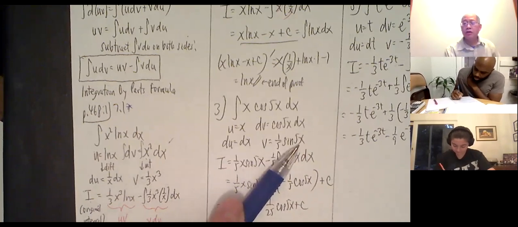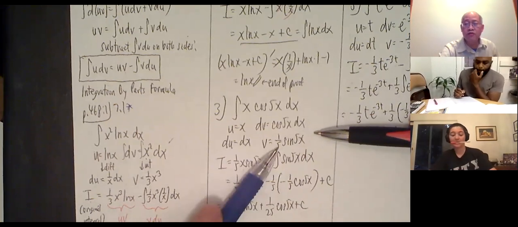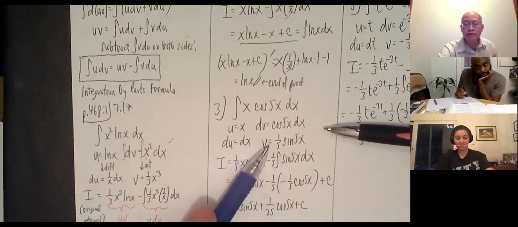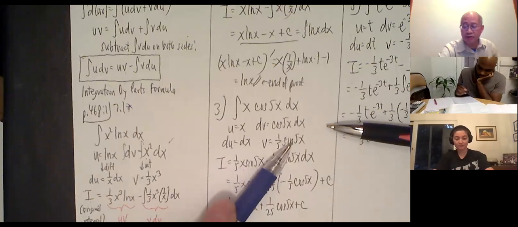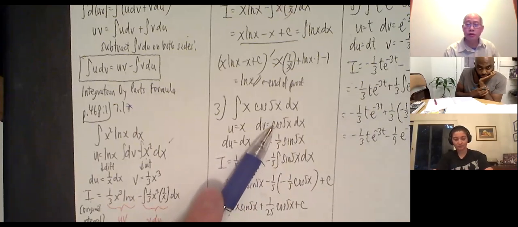And again, how can you always double check your answer? Well, how about differentiate? What is the derivative of 1/5 sine 5x? The derivative will be 1/5 cosine 5x times 5, which is the derivative of 5x. Well, that 5 is going to knock out that 1/5, and you got that right there. So it works.